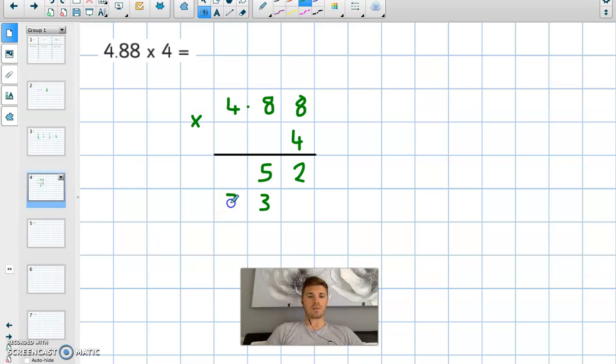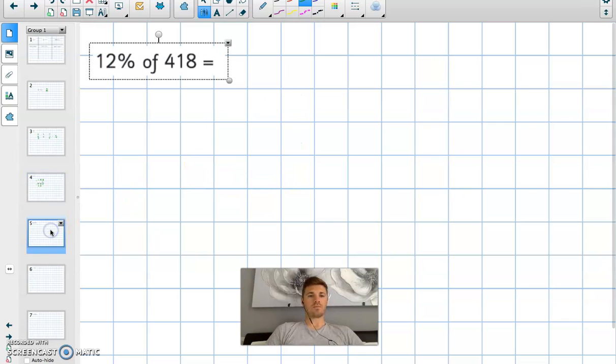Carry the 3. Ensure that you drop the dot down, and then 4 times 4 is 16. Add the 3 is 19. So 19.552 is your answer. Okay, next question, finding a percentage.